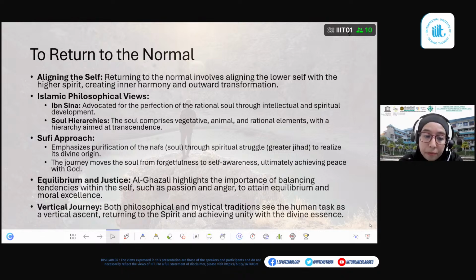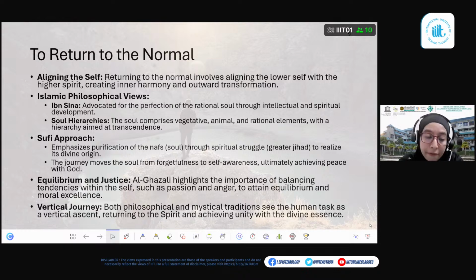with its divine origin. Al-Ghazali adds another layer by emphasizing the importance of balance. He explains that within us, there are opposing tendencies: passion, anger, intellect, and we need to carefully manage all these opposing tendencies. According to Al-Ghazali, when these forces are balanced, we achieve inner equilibrium. This reflects outwardly as justice and moral excellence. Finally, both the philosophical and mystical traditions in Islam describe this journey as a vertical ascent, moving from the physical and worldly to the spiritual and divine.